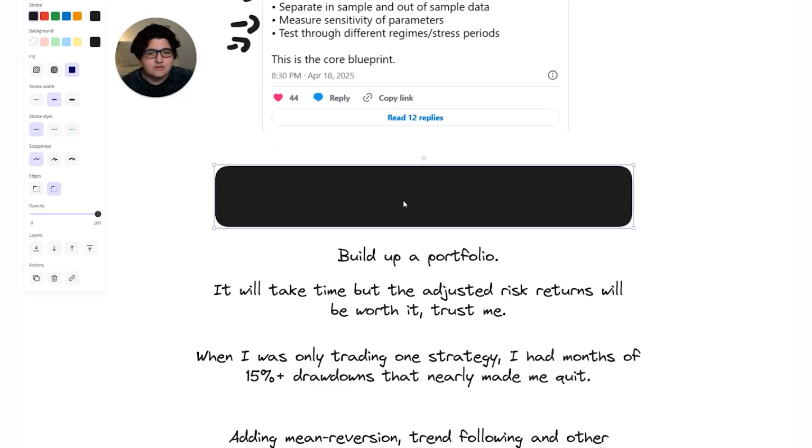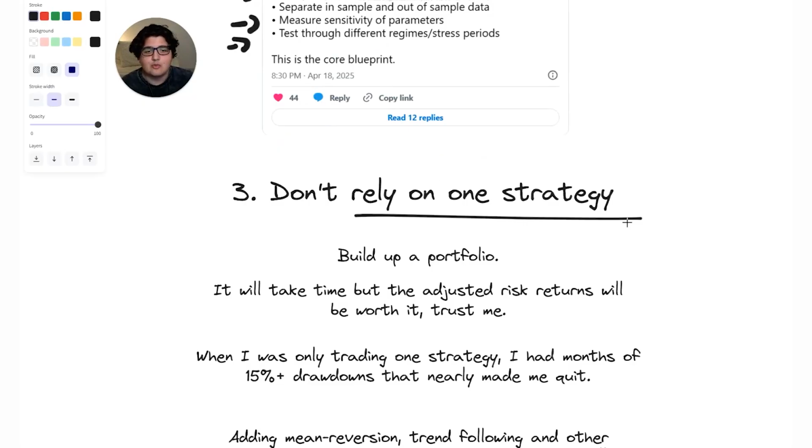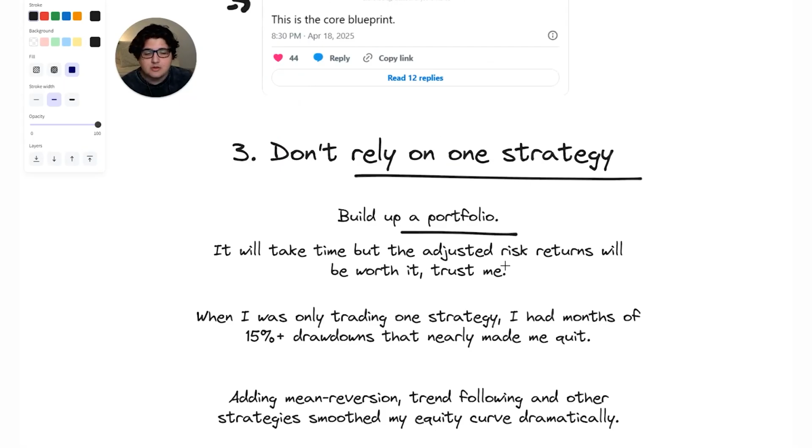Now, the next one, if we delete this, is don't rely on one strategy alone. You want to build a portfolio. It will take time, but the risk-adjusted returns will be worth it, trust me. From my personal experience, building a portfolio was one of the biggest changes in actually building out my trading career.